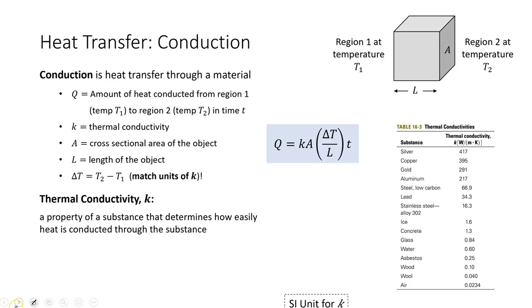or it might be the thing that you're looking for in a problem. All right, looking at our equations here up above in the blue box, we can see that Q is equal to K times A times delta T times time divided by the length of the object.